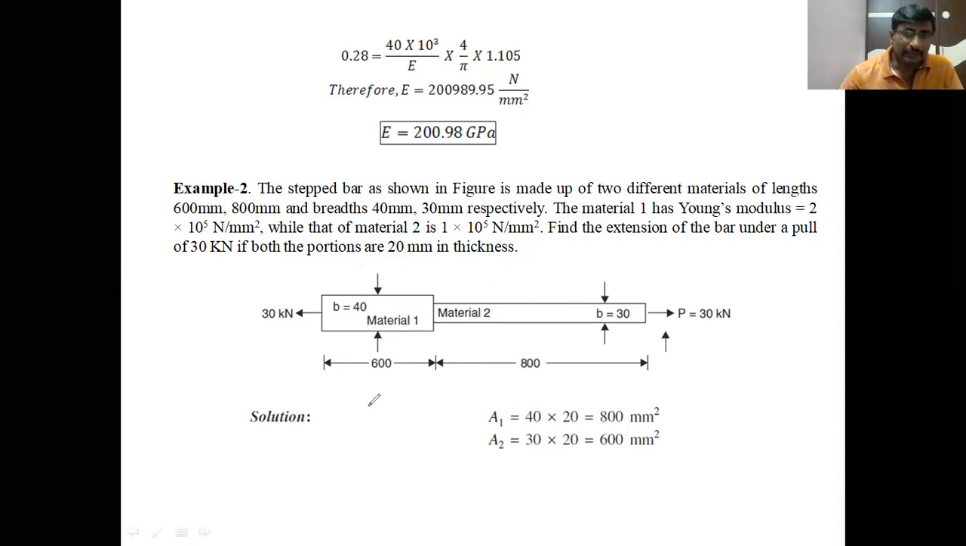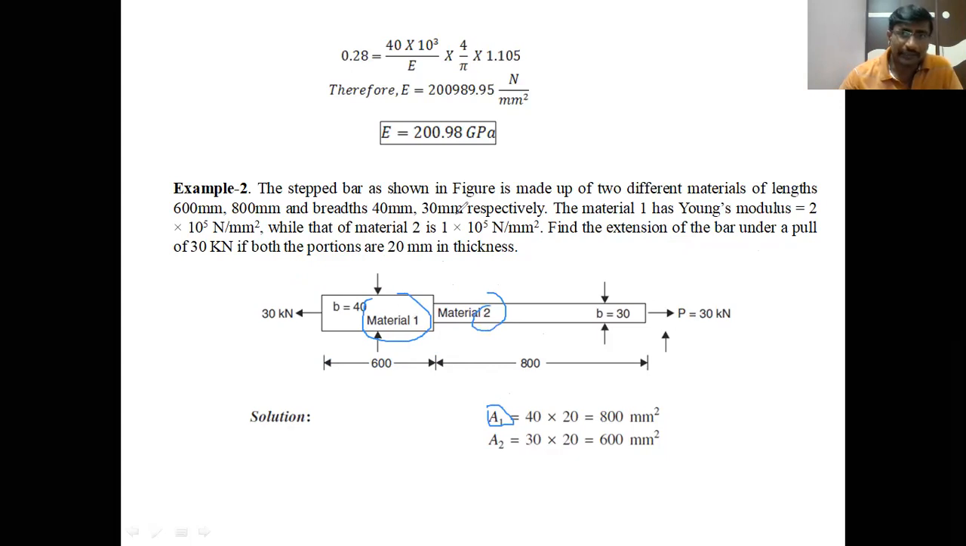Let us go for the solution for this problem. Before calculating the extension of the bar, we have to calculate the extension of the first material and the extension of the second material. By summing the two extensions, we get the total extension of the bar. So in the solution, A1 is the area of the first material, this is the one, and this is the second material. A1 is the area of the first material.